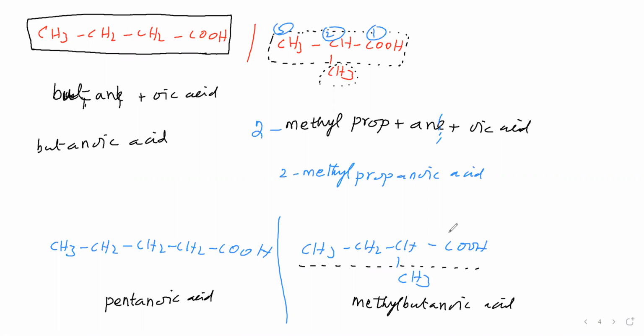Here we have to give numbering. Parent chain carboxylic carbon 1, then number 2. So 2-methyl butanoic acid is the name of this compound. Okay. Next compound we will take.